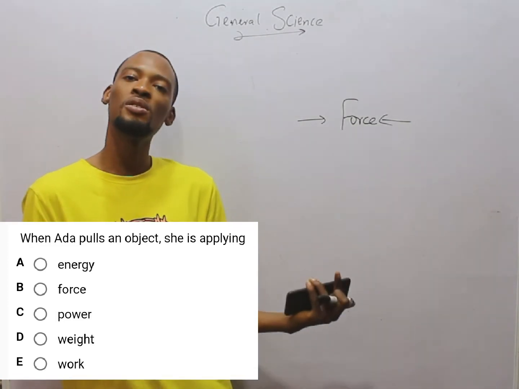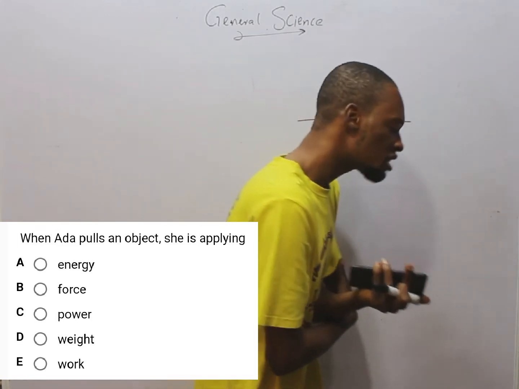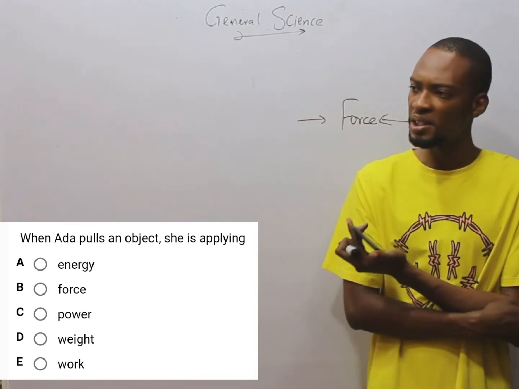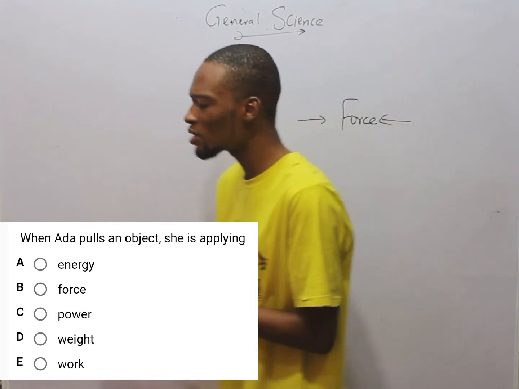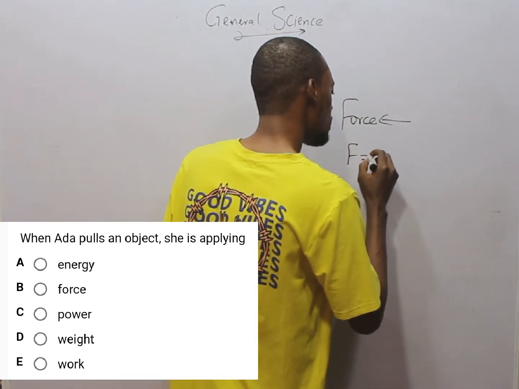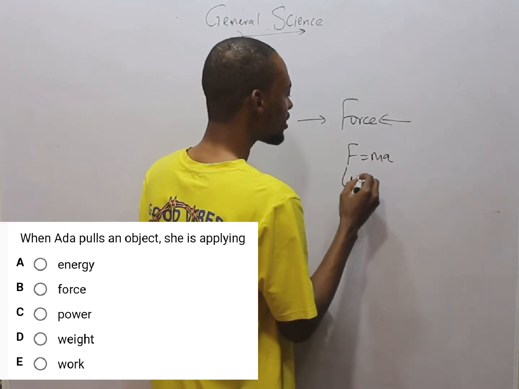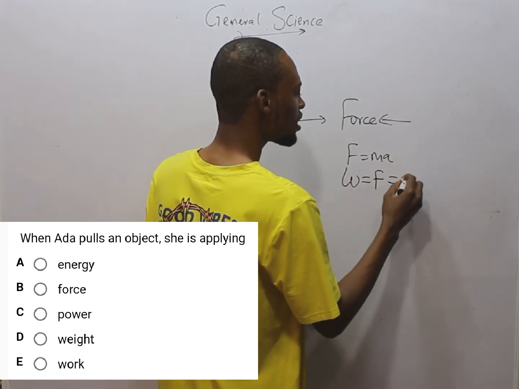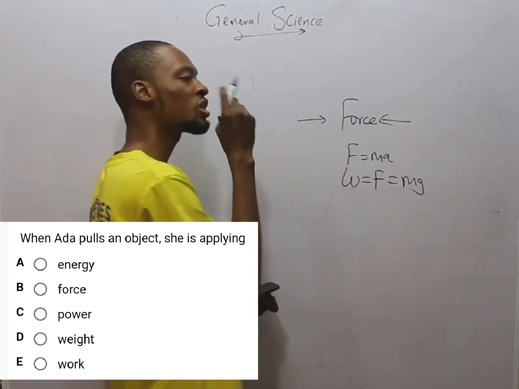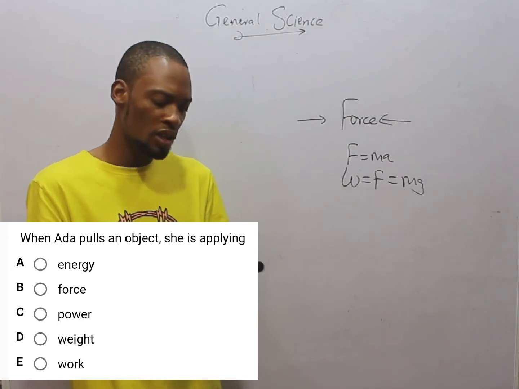Motion is change in position of a body with time. The second law states that the rate of change of momentum of a body is proportional to the force applied. It is from Newton's second law we know that force is equal to ma, mass times acceleration, and weight is also the same thing as force. It is mg.